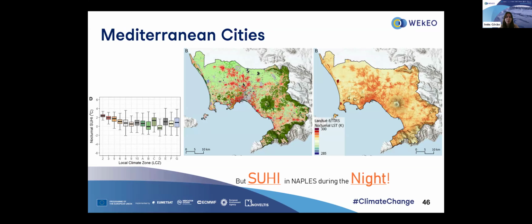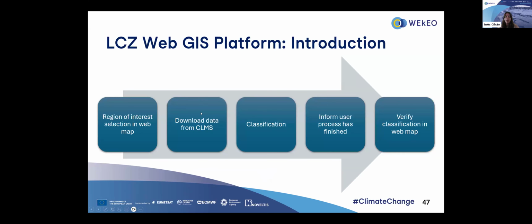So this is also reflected by the plot that you can see on the left. The reason essentially lies in the thermal inertia of the dense urban materials, so concrete, asphalt, that store heat during the day and then release it slowly during the night.